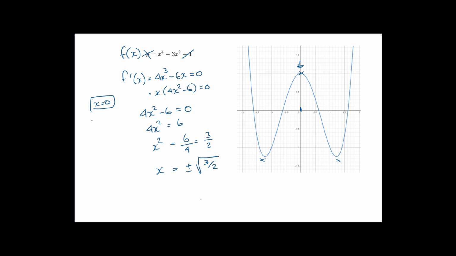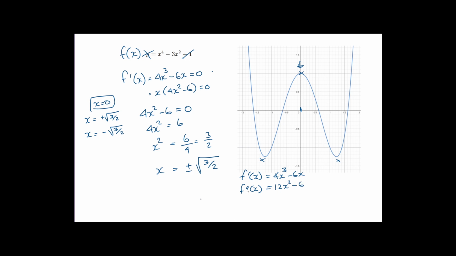So therefore our 3 solutions are when x equals the positive square root of 3 over 2, the negative square root of 3 over 2, and 0, of course. How do we work out whether they're maxima or minima? We're going to differentiate it again. We worked out before that f dash of x is 4x cubed minus 6x. So therefore f dash dash of x must be 12x squared minus 6.